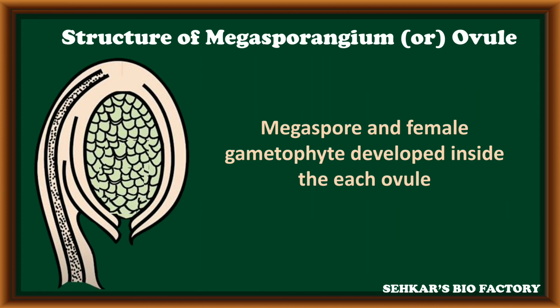Inside this megasporangium or ovule, further a haploid multicellular structure develops. It is called the gametophyte. In this way, the haploid multicellular gametophyte development takes place. It contains a female gamete for sexual reproduction.